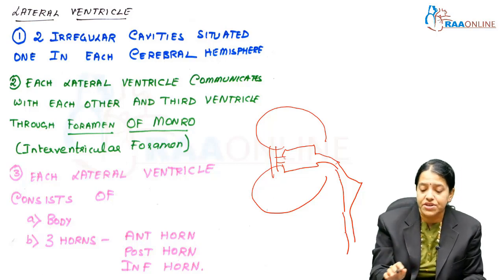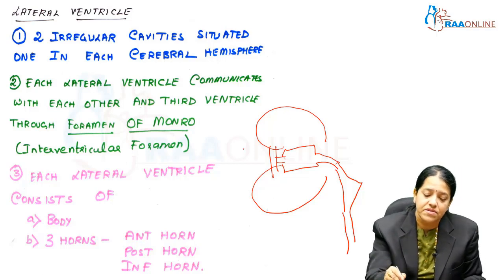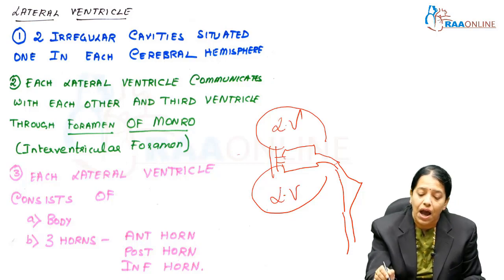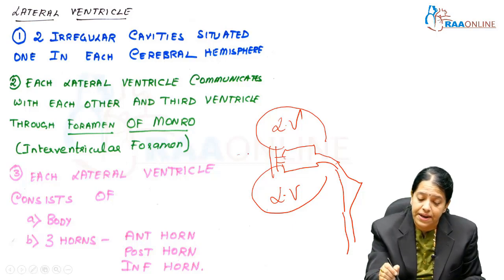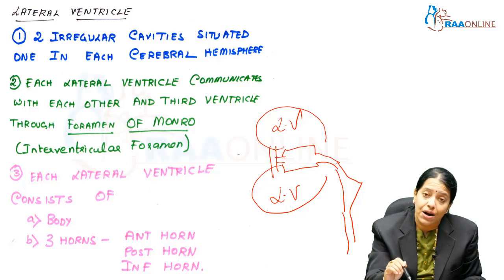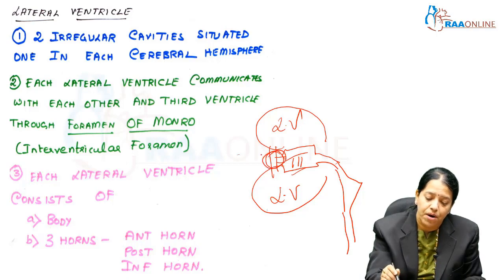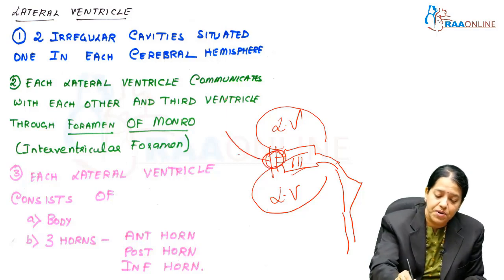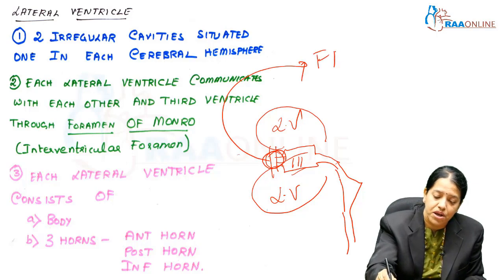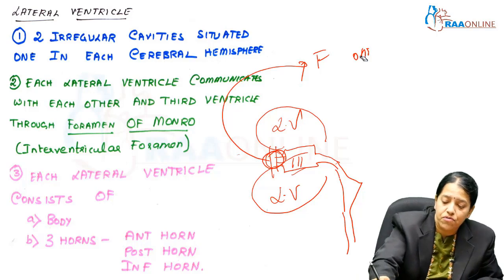Now to understand the ventricular system, first this is the cerebrum. The lateral ventricles are two in number, and they are cavities of the cerebral hemispheres on either side. They are interconnected and also connected to the third ventricle with a foramen over here, which is called the foramen of Monro, or the intraventricular foramen.